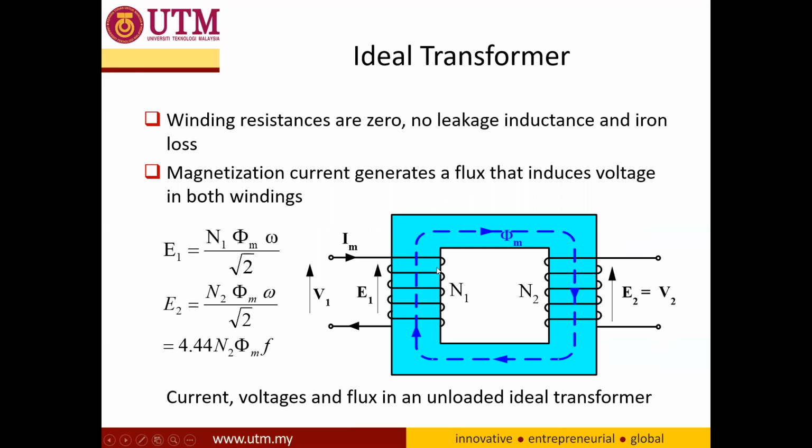When the current flows here, it will magnetize this core, and the flux will flow inside this core and link with the secondary winding here. So when we have a flow of flux, positive, negative, back and forth, it will induce a voltage here, E2.